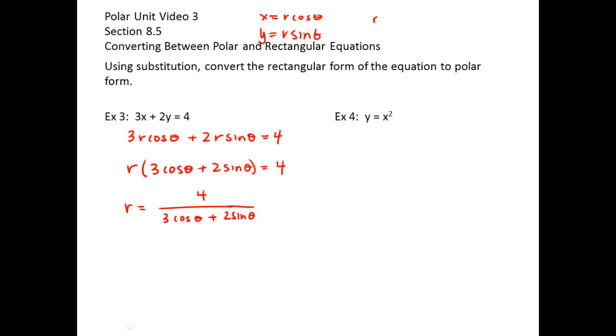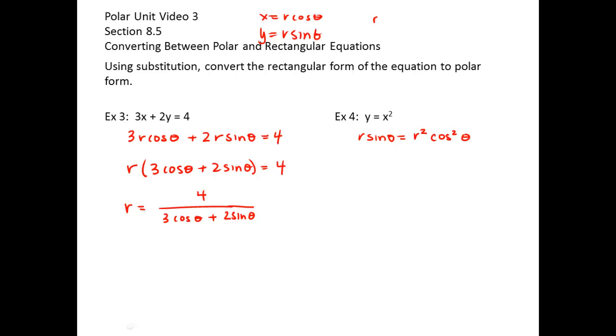All right, let's try example number 4. This should be very familiar to you. Y equals x squared is a typical parabola. It's actually your parent function parabola for a parabola that opens vertically. So since y is equal to r sine of theta and x is equal to r cosine of theta, but we're squaring it, so I will have r squared cosine squared of theta.